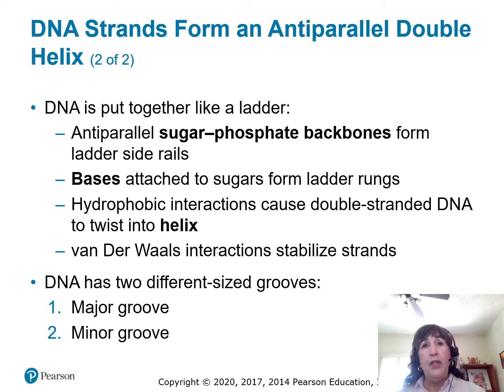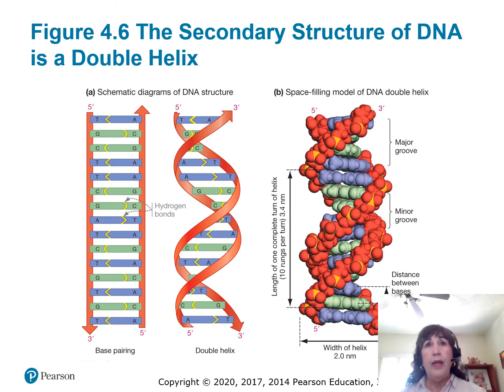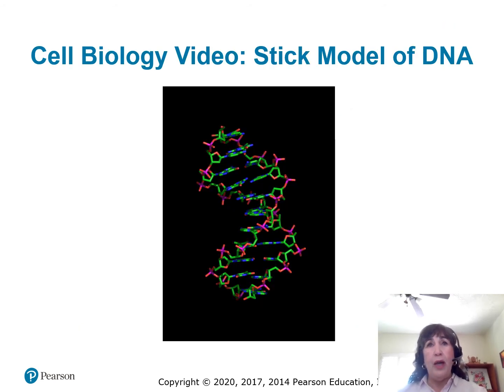DNA also has 2 size grooves, a major and a minor groove. In this drawing here, you can see the major and the minor groove. Here we can see a major groove, and here is a smaller one, which is a minor groove. So as it's twisting, the twists aren't exactly equal to each other. There's major and minor grooves. Here are some diagrams of what the DNA molecule looks like.